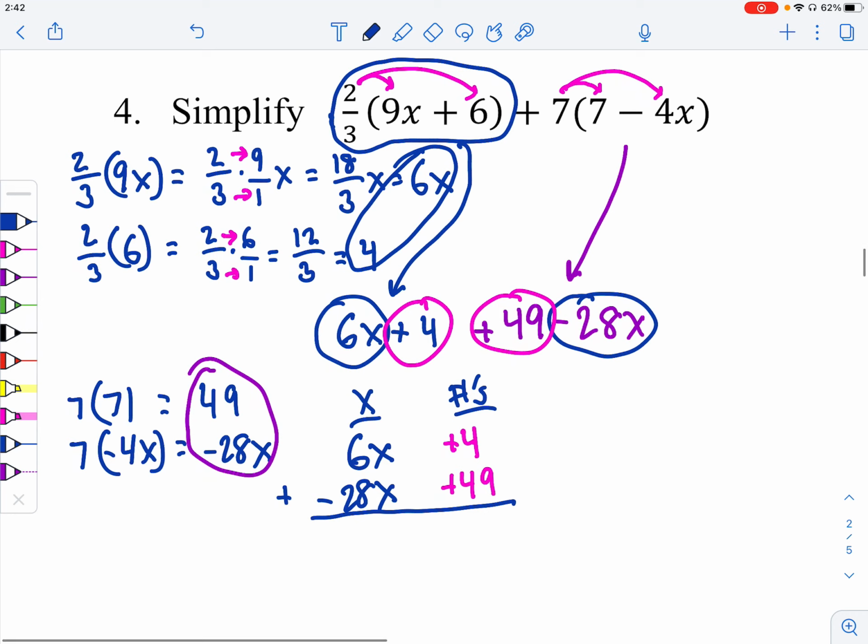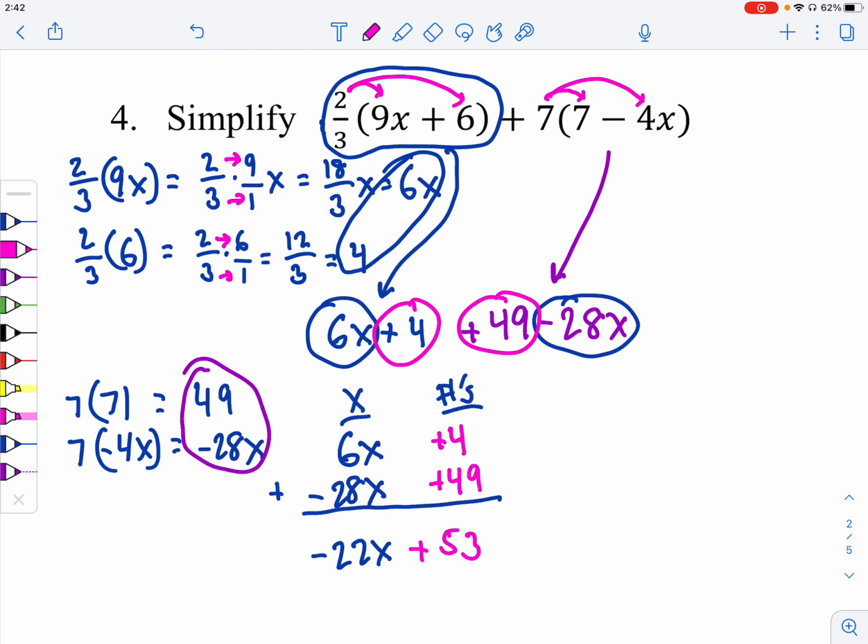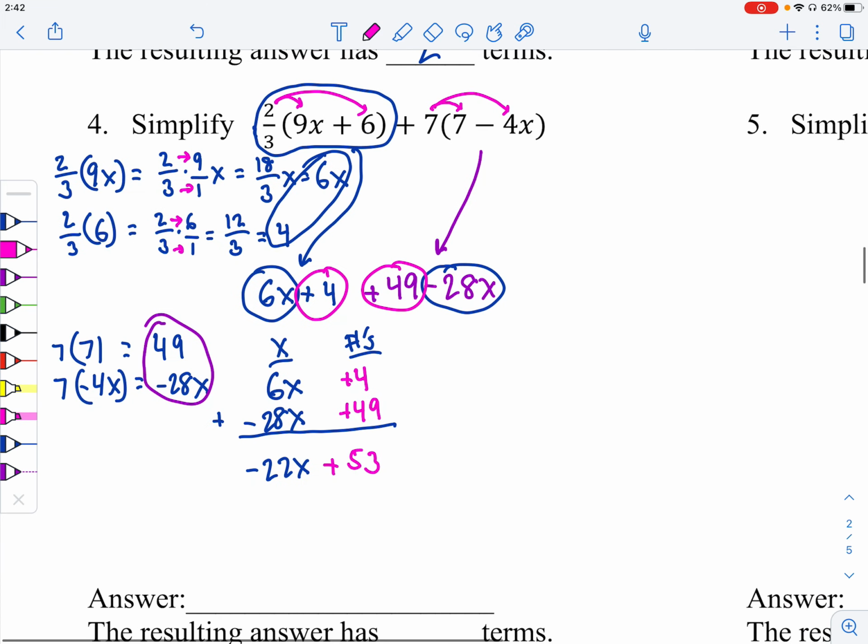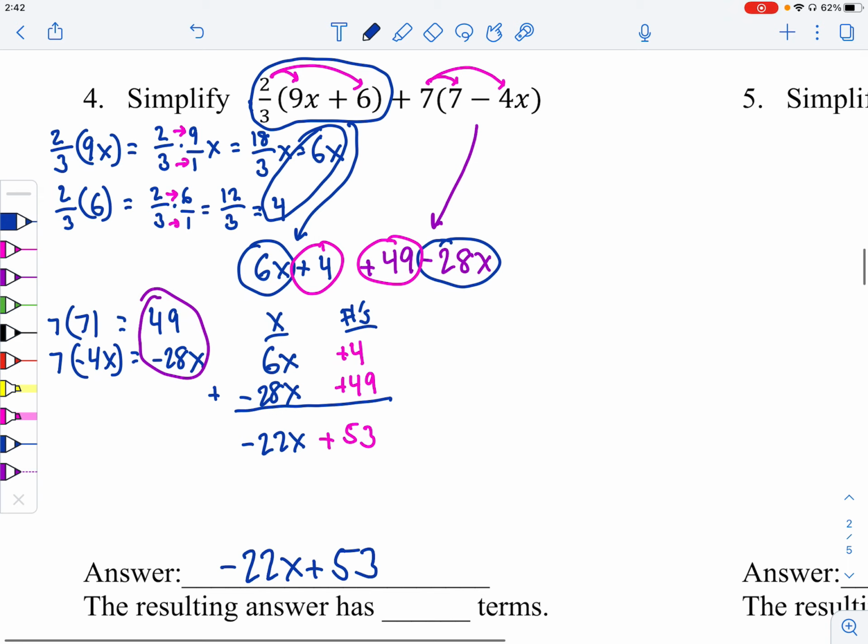Right there. So 6 minus 28, negative 22. X's are numbers added together. 4 plus 49 is plus 53. And that's our answer. So we get negative 22x plus 53. And this one has 2 terms. Yeah, so this whole thing.